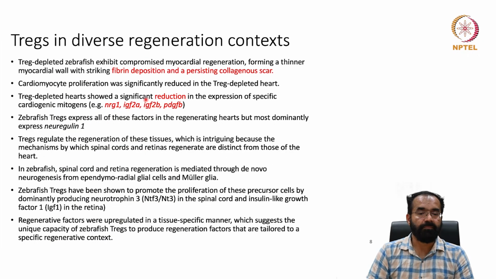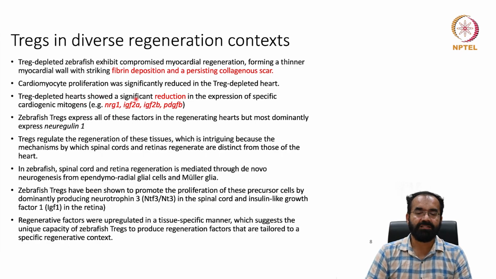So if you look further at Tregs in diverse regeneration contexts, Treg-depleted zebrafish exhibit compromised myocardial regeneration, forming a thinner myocardial wall with striking fibrin deposition. Remember extracellular matrix, something similar to that of fibrin. Fibrin is a part of the blood clot, fibrin deposition, and persisting collagenous scar. Collagen deposition also is there. So when Tregs are depleted, it favors a collagen depositing environment.